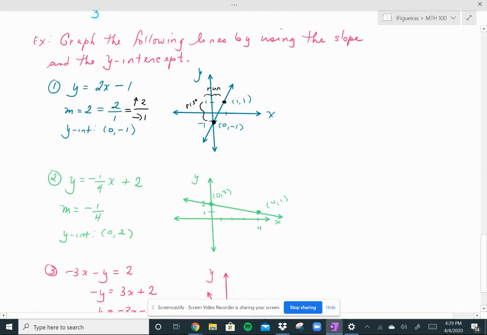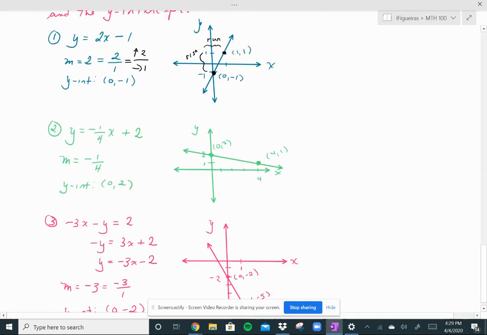All right, so let's try another one. Here I have y equals -1/4 x plus 2. Here my slope is -1/4 and my y-intercept is 0, 2. So you start this process by first plotting your y-intercept. So that's the first thing you do, is plot 0, 2.